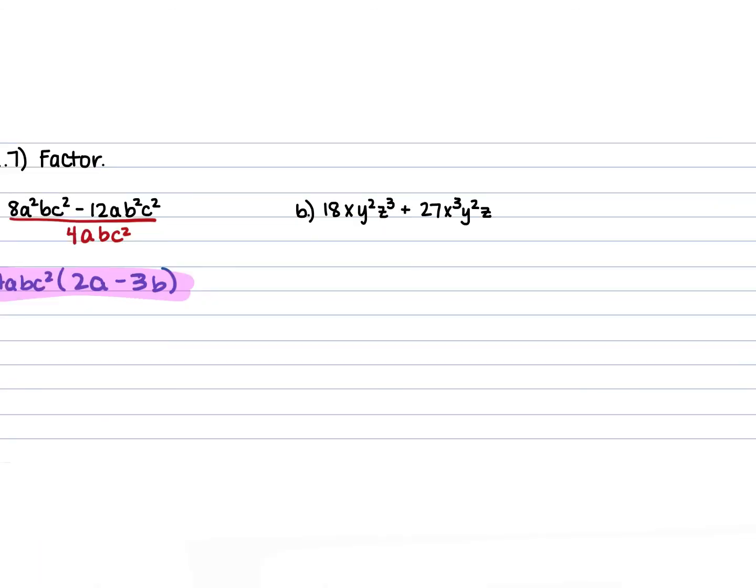For example B, we have 18xy squared z cubed plus 27x cubed y squared z. If you want to factor this one, your greatest common factor between the 18 and the 27 is 9. Between the x and the x cubed is x. Between y squared and y squared is y squared. And between z cubed and z, it's z. So we factor out 9xy squared z. We're going to have 2z squared plus 3x squared left over.